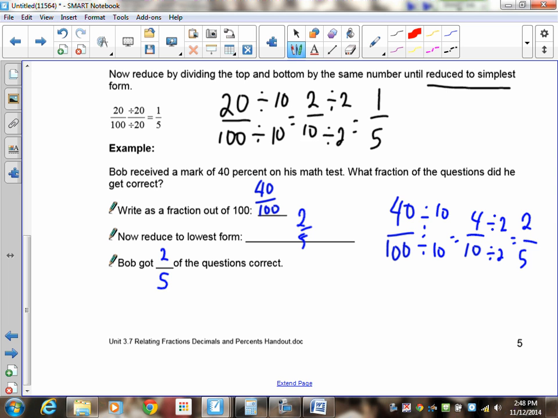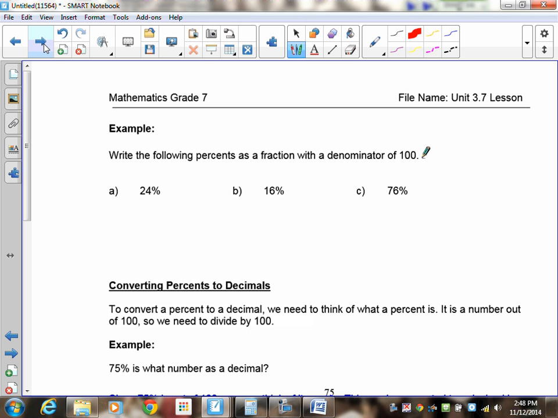All right. Moving on. Okay, so here are 3 simple questions. Write the following percent as a fraction with a denominator of 100. I'm going to give you about 5 seconds to do these. Ready, get set, go. Time's up. Now, because percent is out of 100, every one of these is just a number over 100.